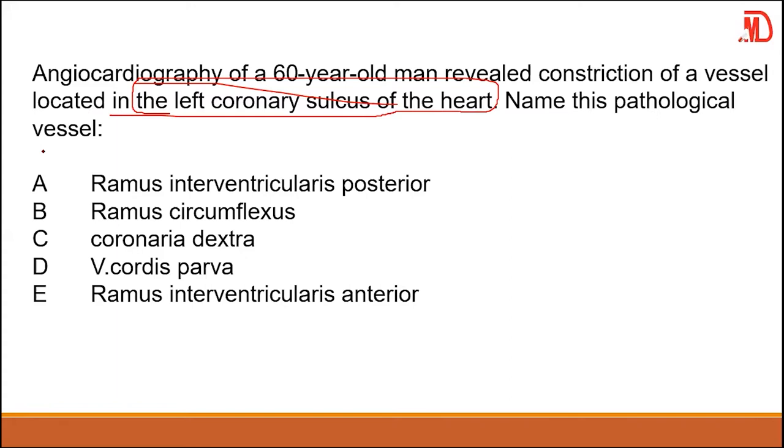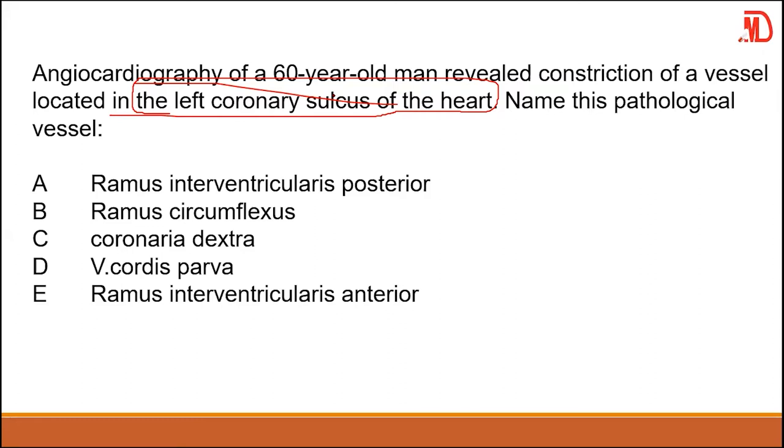So the question now is, what vessel passes through the left coronary sulcus? And if you can remember very well, we are saying this is what? The ramus circumflex. Of course, this thing you need a diagram to ascertain what I'm talking about. But this is the ramus circumflex, or circumflex coronary artery.